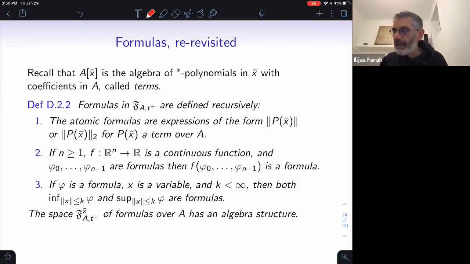So again, A is a separable C*-algebra. We have the algebra of star polynomials. We define formulas. Now we have f of a, plus. You can stare at this definition and try to see what is the difference from the previous two definitions. And here it is, right? I'm allowing both the operator norm of polynomials and the two-norm of polynomials as atomic formulas. So these two norms coexist in here.